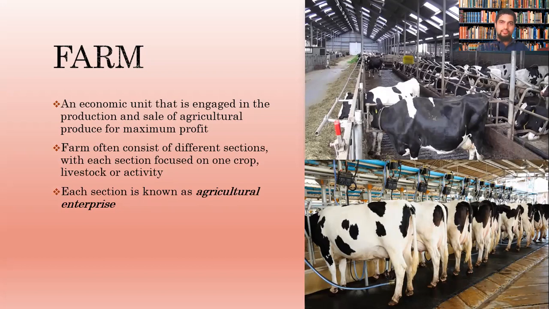So take, for example, a dairy farm, and we have two diagrams on the right. On the upper right, we may have a section on the farm, and that section is used to feed the cattle, and another section of the farm is used to extract milk from the cattle. So each one of them is referred to as an agricultural enterprise. In the first section, you have workers who are going to ensure that the animals receive proper nutrients. And in the second enterprise, where they're producing milk, another set of farmers will specialize in extracting the milk from the cattle.